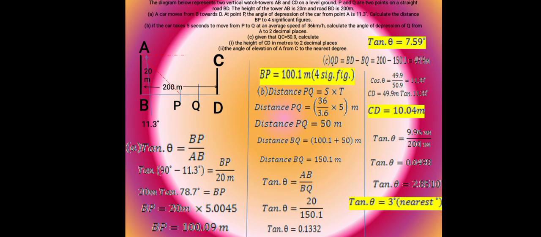Now the distance BQ will be the distance BP plus the distance PQ. We have found BP to be 100.1 and PQ to be 50. So the distance BQ will be 150.1 meters.